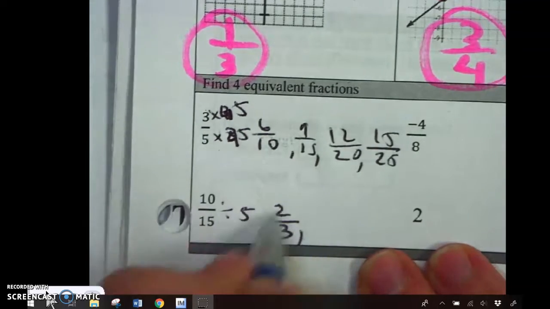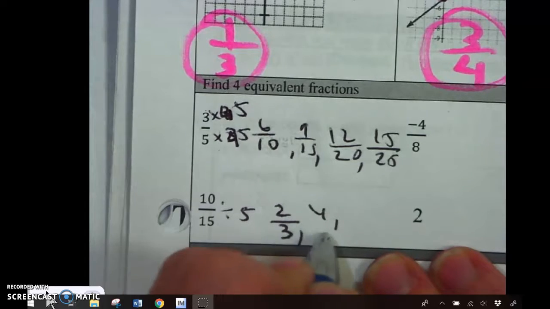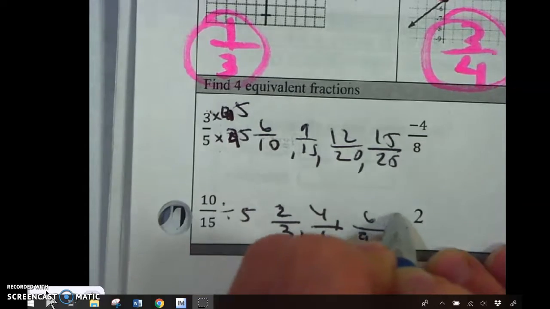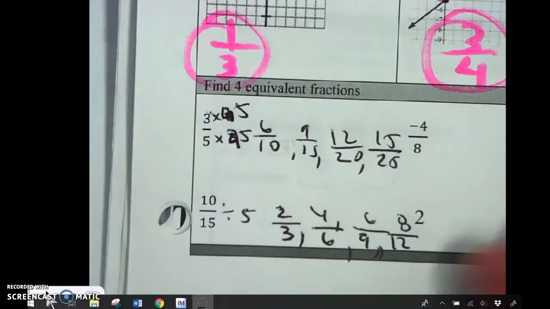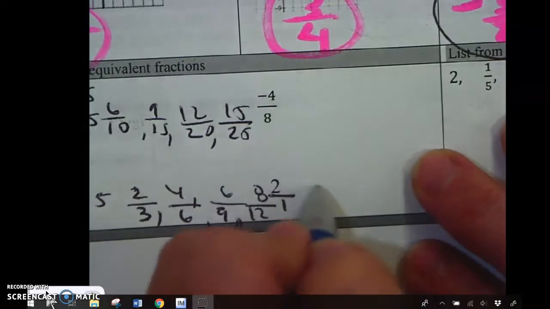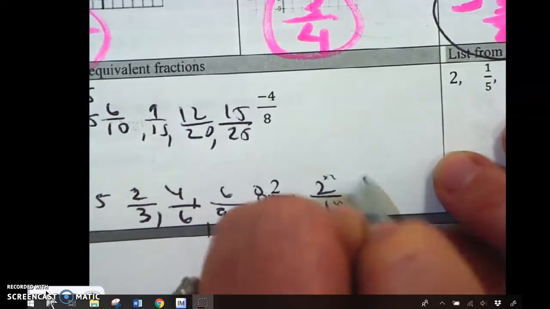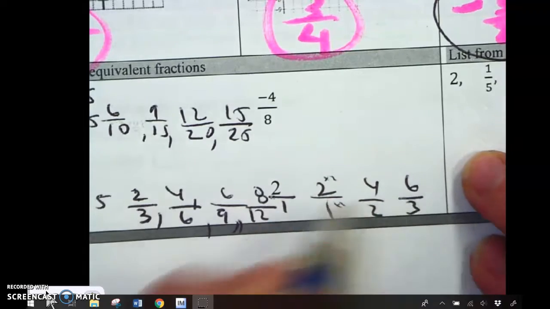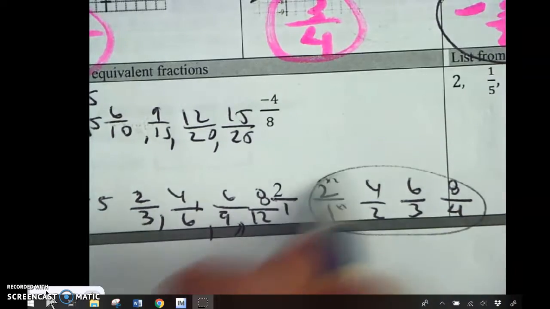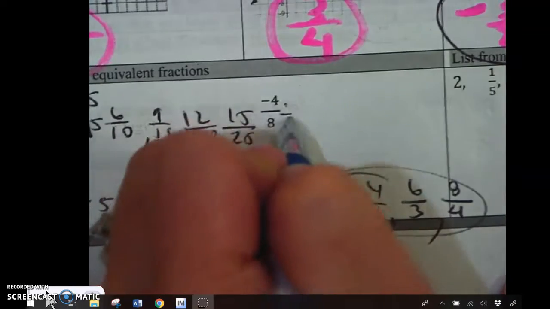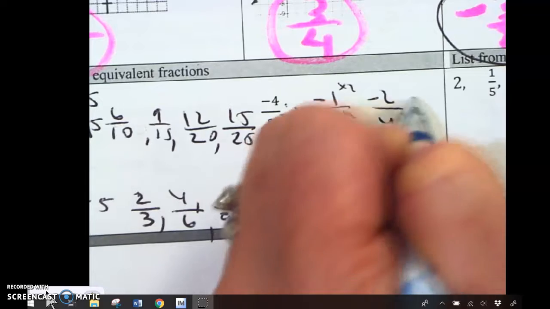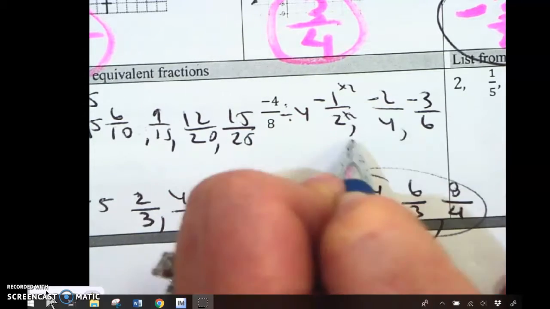And now I can go, so that's one of them, times 2, times 2, times 3, times 3, times 4, times 4. Okay, an equivalent, put it over 1. So 2 over 1 times 2 times 2, 4 over 2, 6 over 3, 8 over 4. I could divide this by 4, negative 1/2. And I can go times 2 times 2, negative 2/4. Times 3 times 3, times 4 times 4.